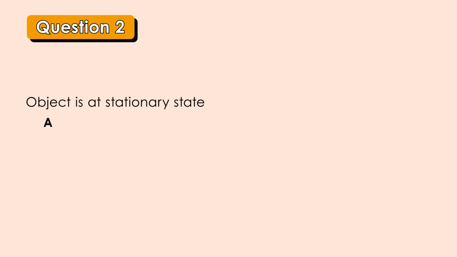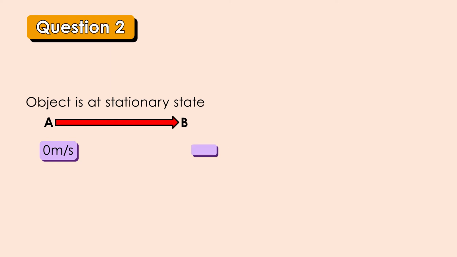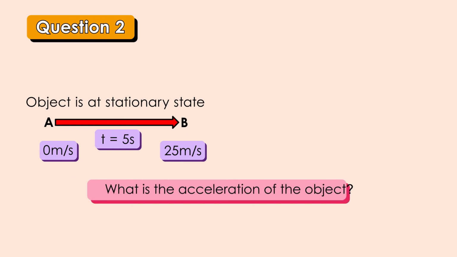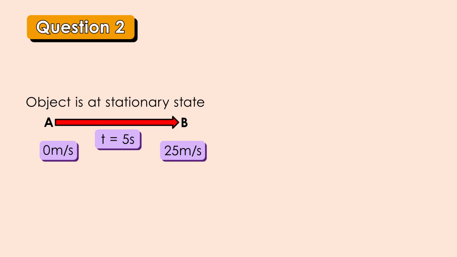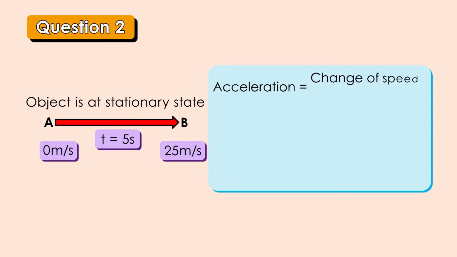It's your turn now to solve this question. Given that an object accelerates from a stationary state and reaches a speed of 25 meters per second in 5 seconds. What is the acceleration of the object? I'm sure you can do this. Let's write this out step by step. Recall the formula for acceleration. Yes, acceleration is change of speed divided by time.